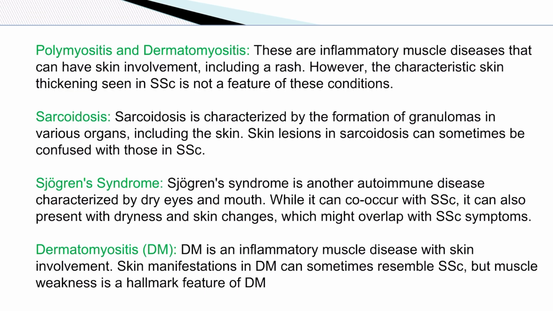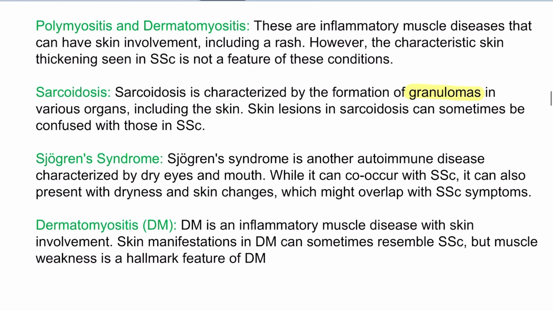Sarcoidosis is characterized by formation of granulomas in various organs, including the skin. So skin lesions in sarcoidosis can sometimes be confused with systemic sclerosis. But normally in sarcoidosis, you remember there's a specific rash called lupus pernio, and it is mostly involving the nose actually. Sjogren's syndrome is another autoimmune disease, characterized by dry eyes and mouth. It can co-occur with systemic sclerosis. It can also present with dryness and skin changes, which might overlap with systemic sclerosis.